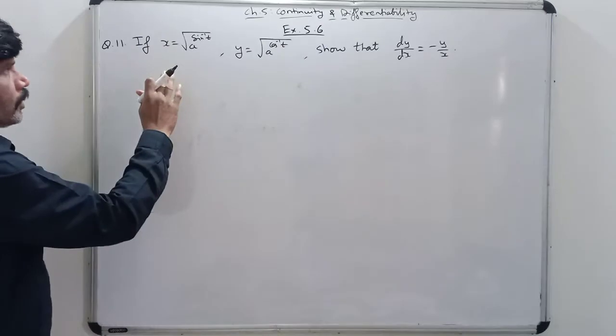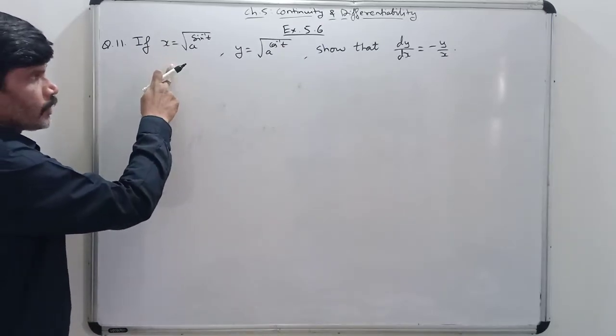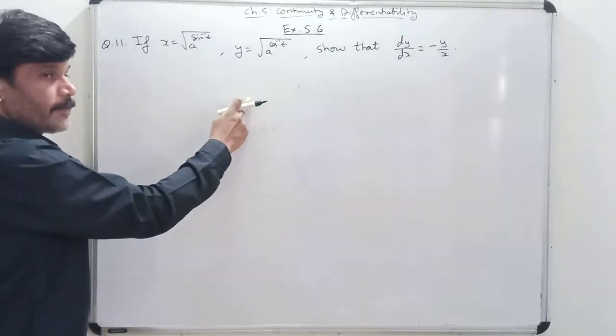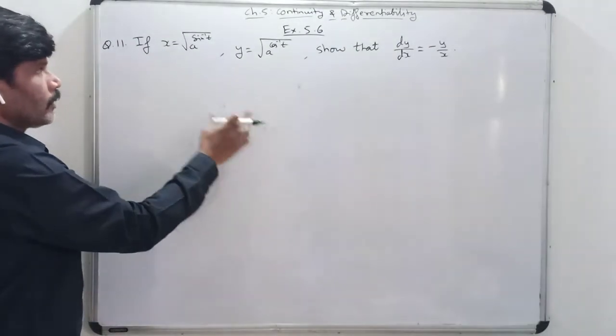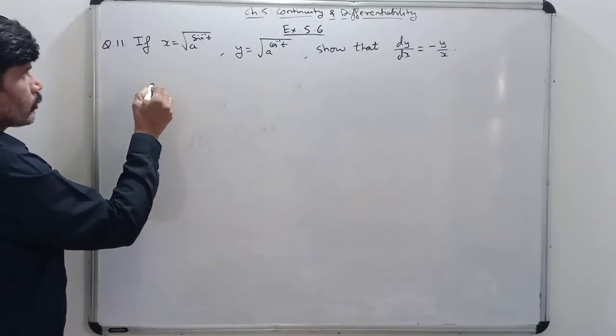First of all, there are two methods. One is you first find dx by dt, then you find dy by dt, then dy by dx is equal to dy by dt upon dx by dt. But in short, we can solve it another way, and that method I'll also explain.